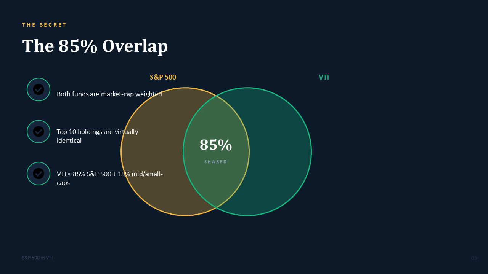So, what are the actual differences you need to know? First is diversification. The S&P 500 gives you large-cap stocks only. VTI gives you large, mid, and small-cap stocks. Second is the weight. Because both funds are market cap weighted, meaning larger companies make up a bigger percentage of the fund, the top 10 holdings in VTI and the S&P 500 are exactly the same. In fact, about 85% of VTI is made up of the exact same stocks as the S&P 500. The remaining 15% is where your mid and small cap exposure lies.